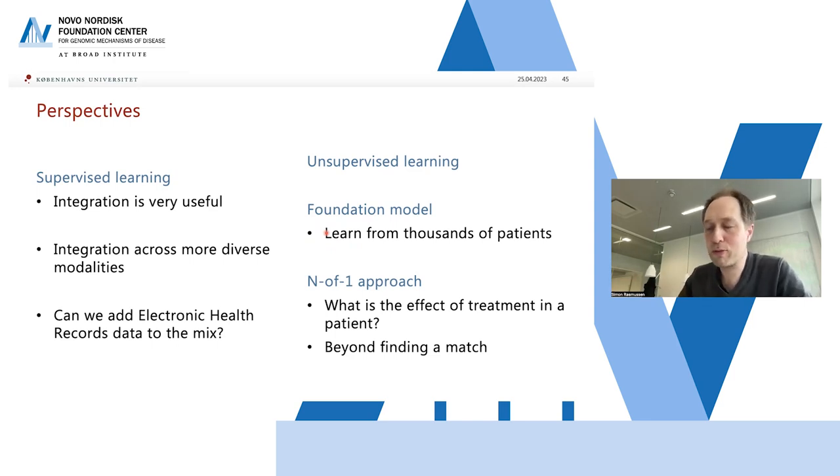They will probably not all have multi-omics data, but what we would then be able to do is come with a new patient and test what the effect of a certain treatment is in that patient. And I think we could use that to guide how I should treat a certain patient. I think this even goes beyond finding a match, beyond a patient like me, because we are learning from the entire data, not just trying to find the individual that looks the most like me.